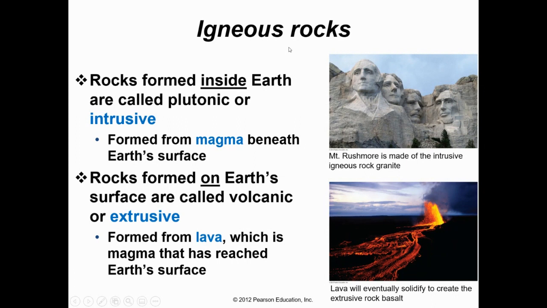So intrusive or plutonic means that those igneous rocks form beneath Earth's surface. Rocks that form on or at Earth's surface are called extrusive or volcanic. That's volcano. These extrusive rocks are formed from lava. And just remember, lava is simply magma that has come from below ground and moved upward and discharged at the surface. And once it reaches the surface, it changes its name to lava.